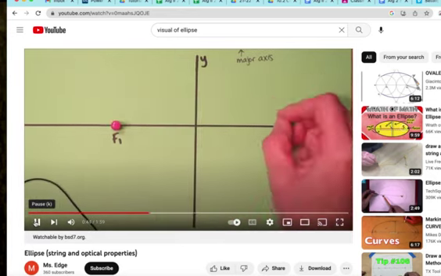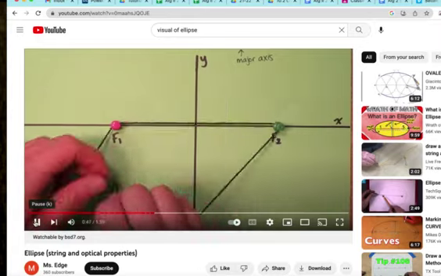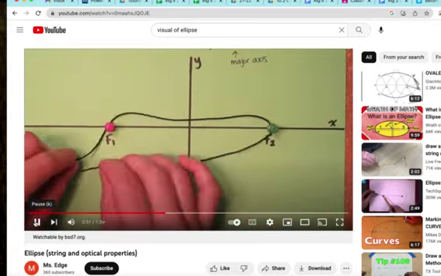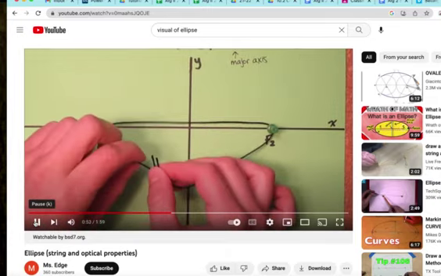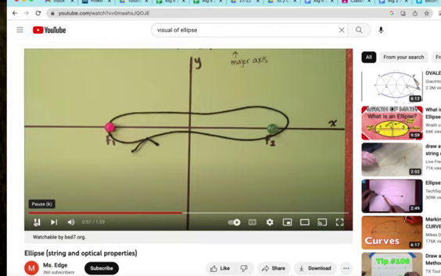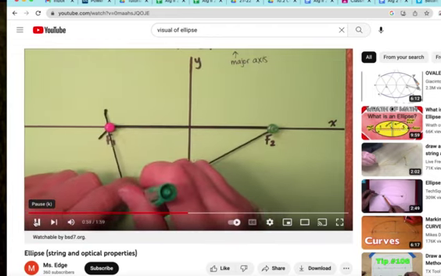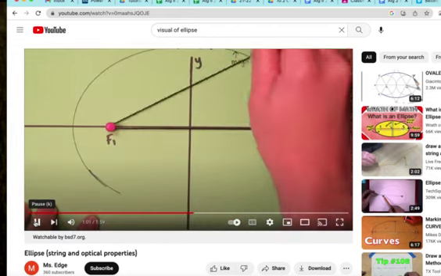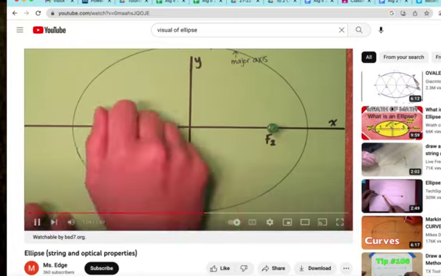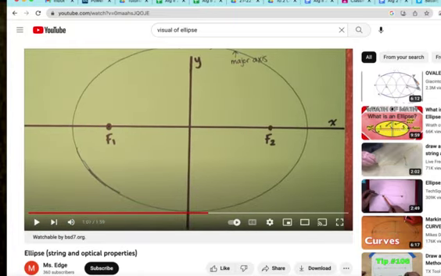So basically, if they stick a pin in it and tie a string, and then they're going to use a pen and they're going to create an ellipse. So you'll notice that the string is going to stay tight. So that is actually the definition of an ellipse. That's a nice visual there.